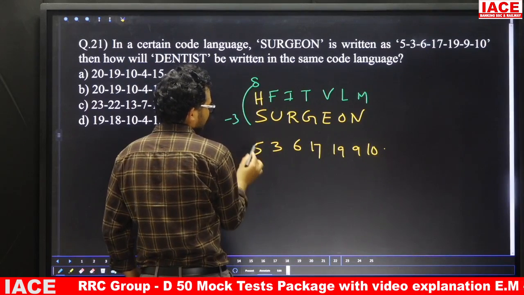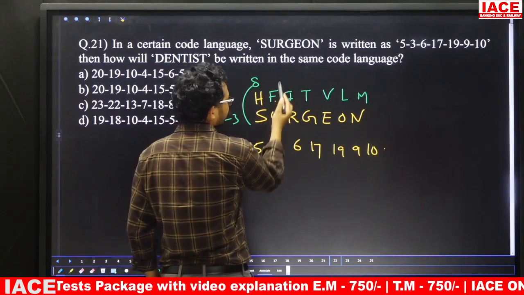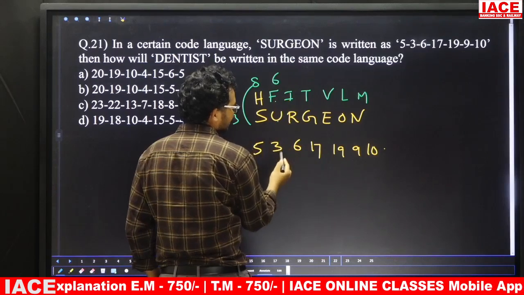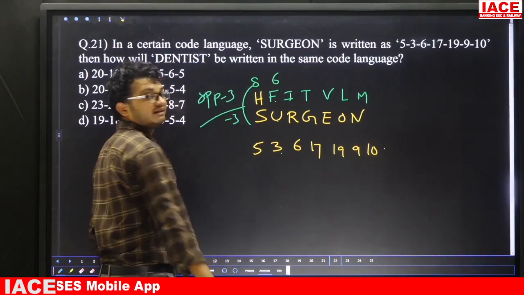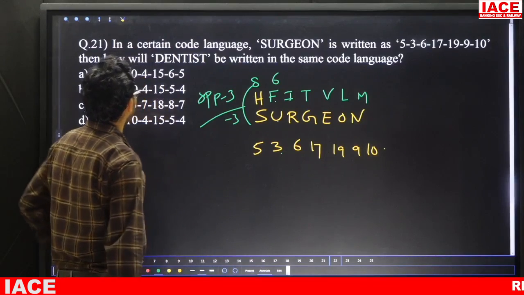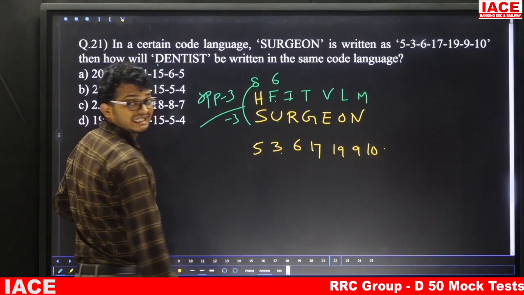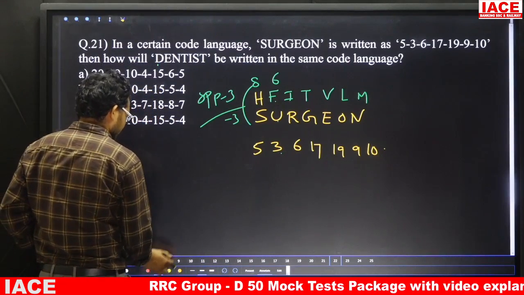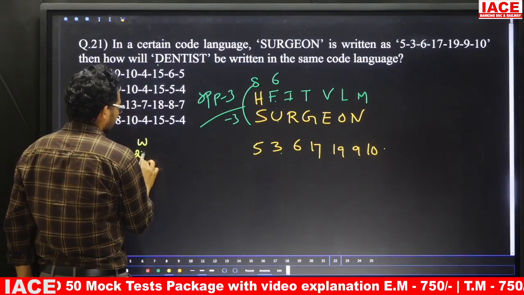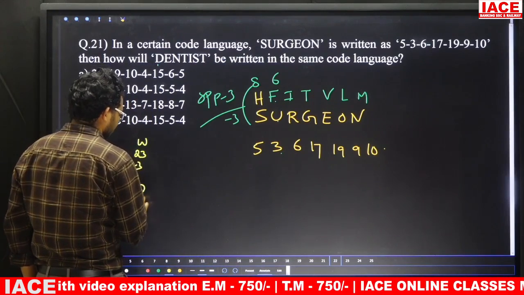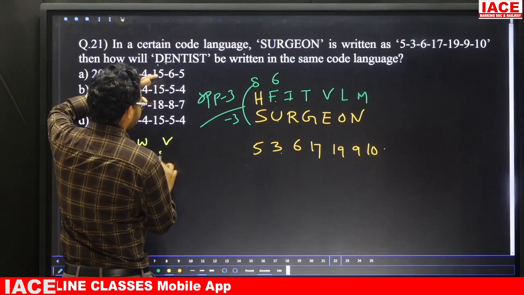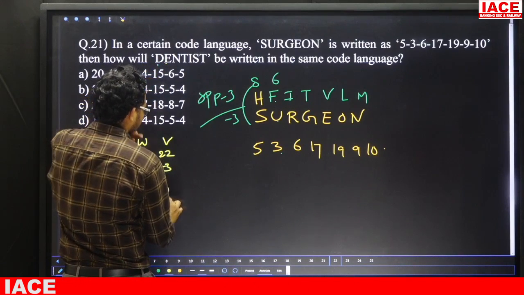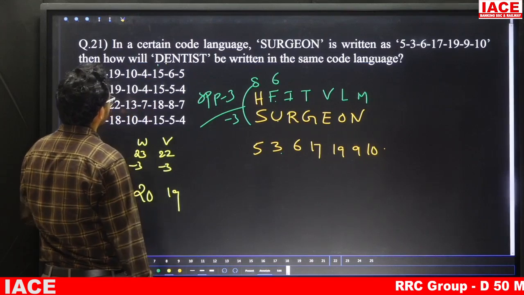S opposite H, H face value 8. 8 minus 3 is 5. U opposite F, F face value 6. 6 minus 3 is 3. That means the logic here is opposite minus 3. In the same manner, D's opposite is W. W face value is 23. 23 minus 3 is 20. Next, E's opposite is V. V face value 22, minus 3 is 19. So 20, 19, here we have the same.